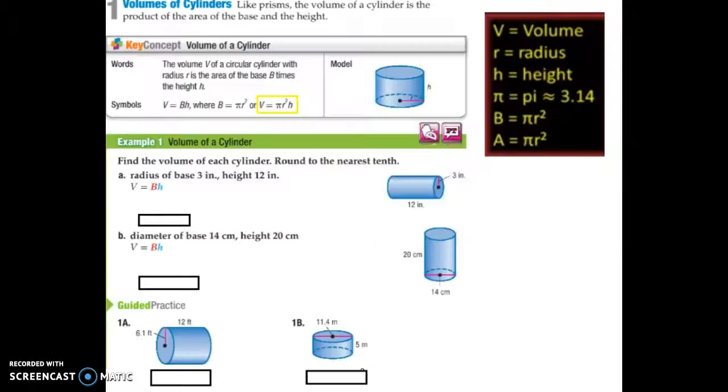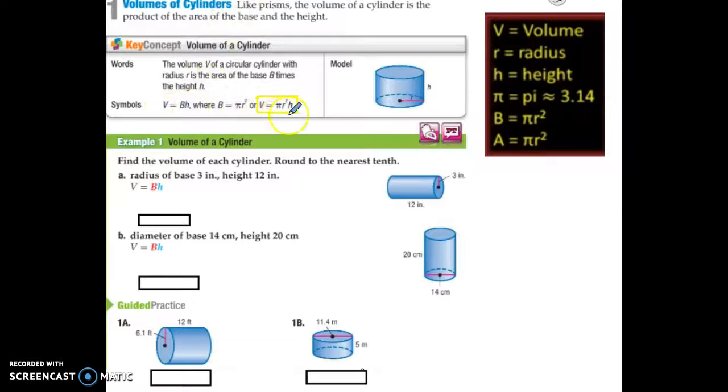Alright, here's why. A prism, we can have many bases for a prism. We have a triangular prism, rectangular prism, a trapezoidal prism, any type of shape. But a cylinder is always a circle for the base every single time, so we don't have to worry about changing formulas or changing the base formula. It's always a circle.